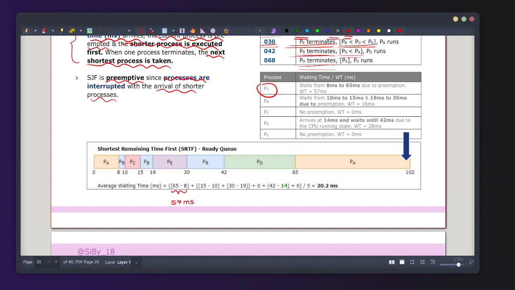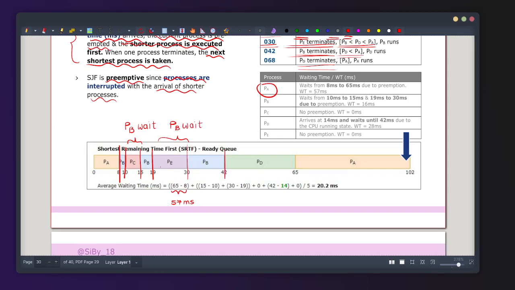Then for process B, what's process B's waiting time? Process B arrived at 8 milliseconds. Right? So at that point it wasn't waiting. But at 10 milliseconds, what happened to process B? It was preempted because a shorter guy came along. And then from 10 to 15 it was waiting. Process B is waiting. But then soon after, at 19 milliseconds also, what happened? Process B had to wait until process E finished. So this is another waiting time for process B. Then finally it finishes executing at 42.